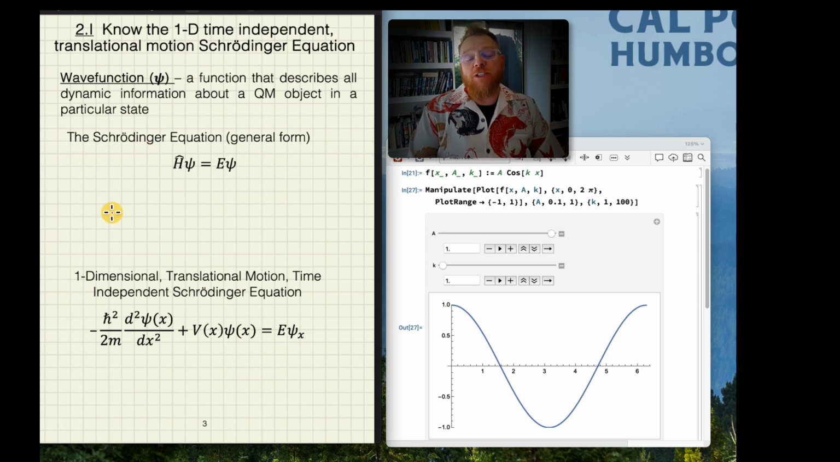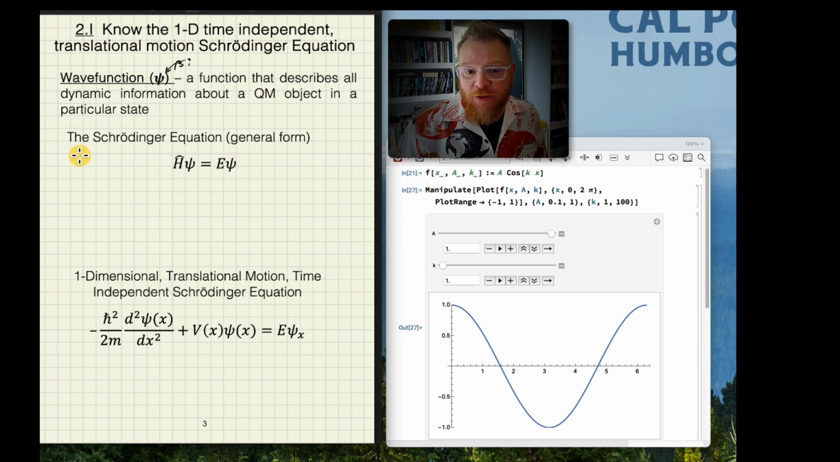So the wave function psi, that gets a Greek letter psi, is a function that describes all the dynamic information about a quantum mechanical object in a particular state. The Schrödinger equation is the equation that we use to find the wave function. And it's a rather simple equation at first, but as we're going to see, it will blow up into something complicated. So the way that this equation works out, this H hat, this is our operator.